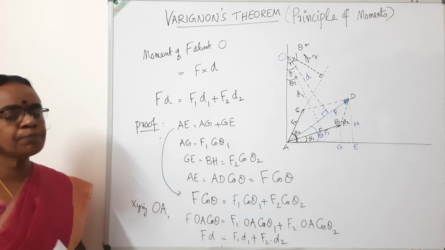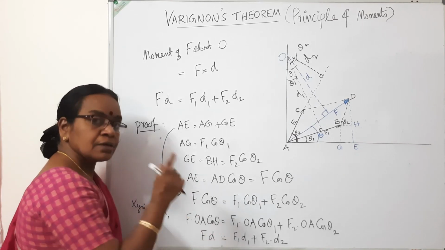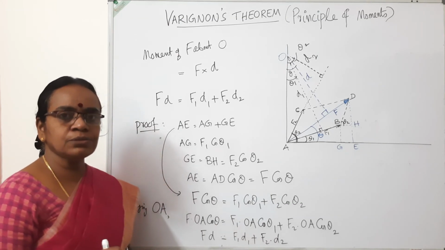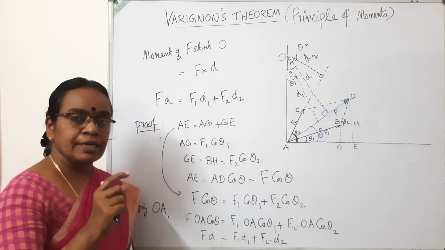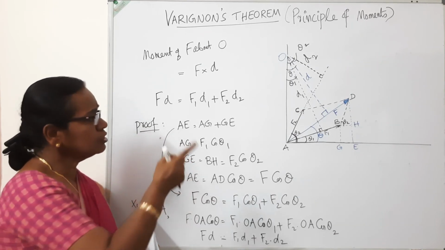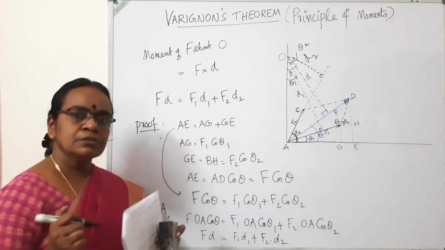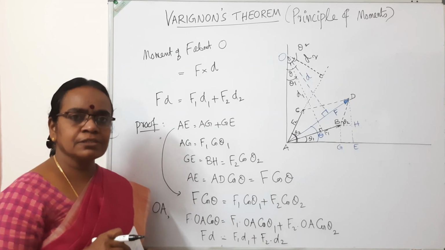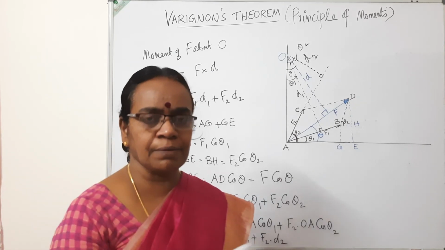So Varignon's Theorem says the moment of a force about a point is equal to the algebraic sum of moments of its components about the same point or the same axis. So this will be very useful while doing numerical examples of several forces acting at different angles. So we have a numerical example based on this.